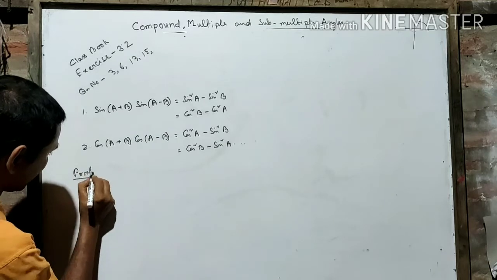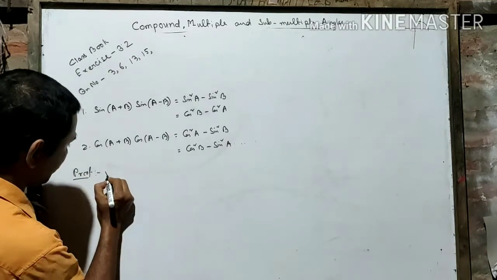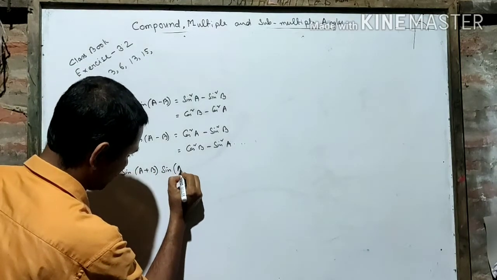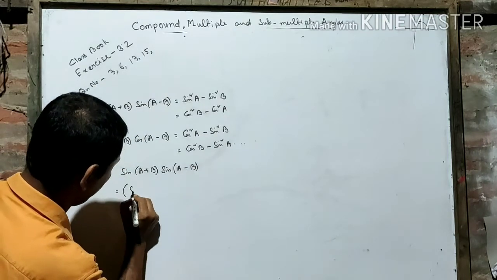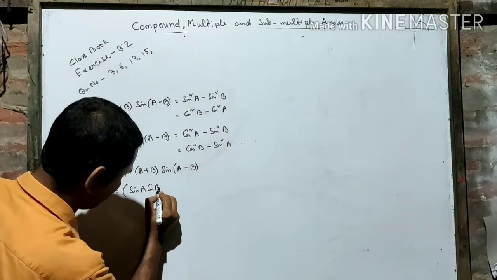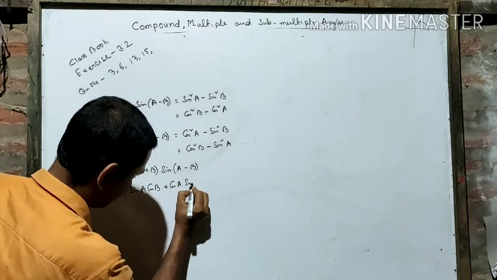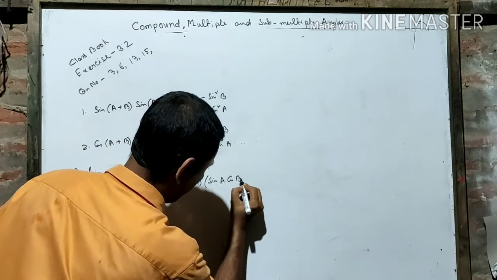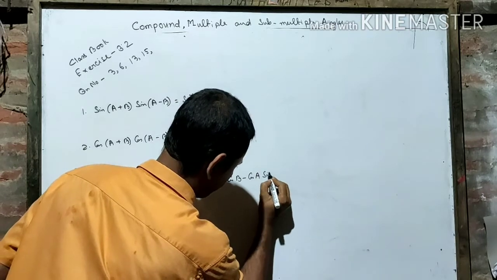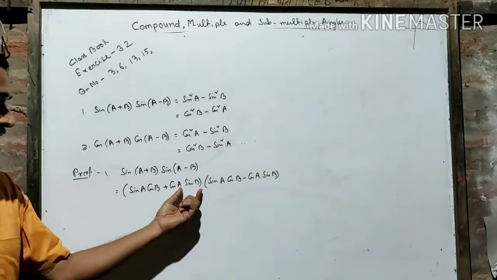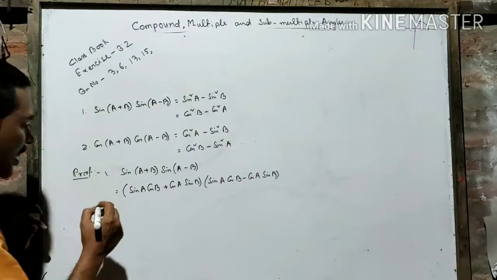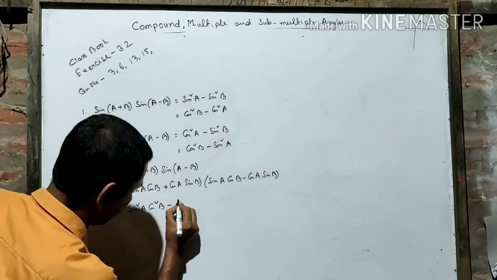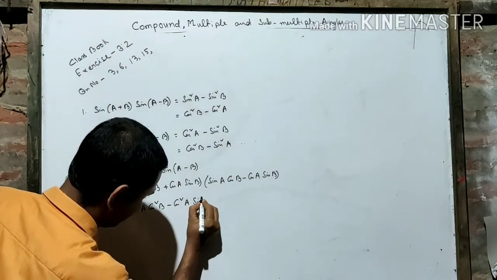I took one and you are to prove the second one. So proof of 1, sine a plus b into sine a minus b. What is sine a plus b? Sine a plus b is sine a cos b plus cos a sine b. And sine a minus b is sine a cos b minus cos a sine b. So this is of the form a plus b into a minus b is equal to a square minus b square. So this will be sin square a cos square b minus cos square a into sin square b.